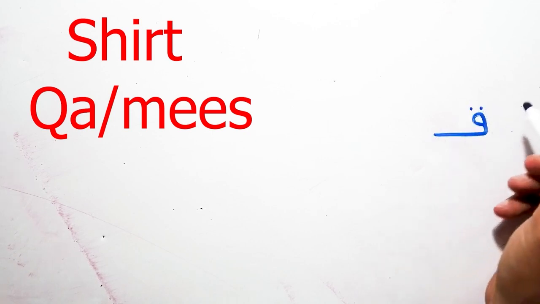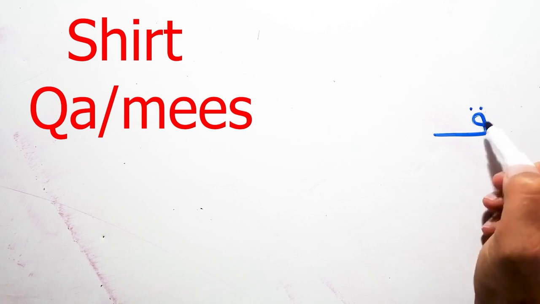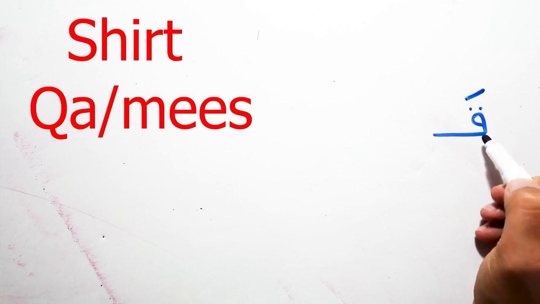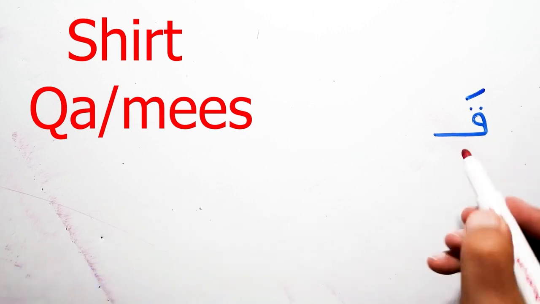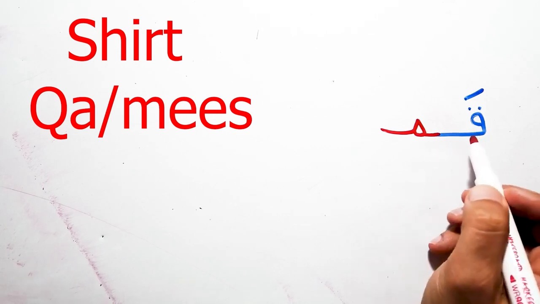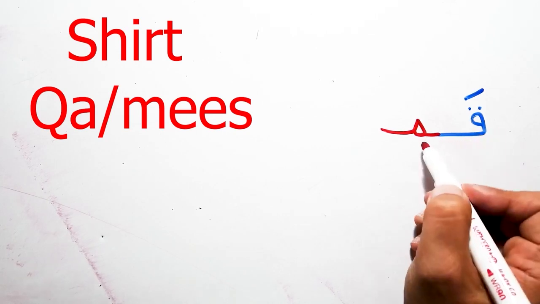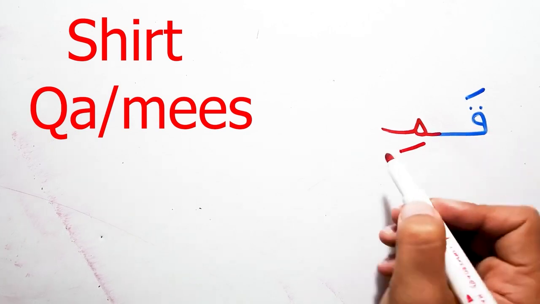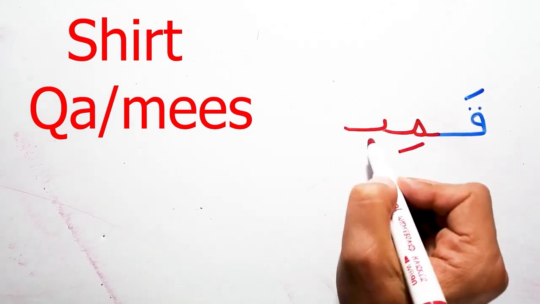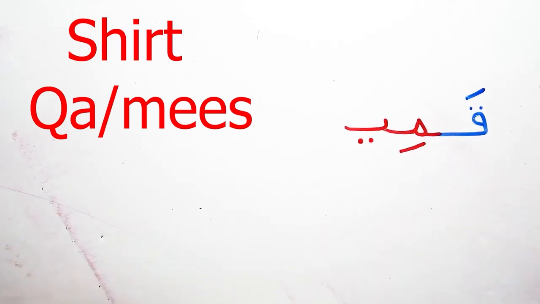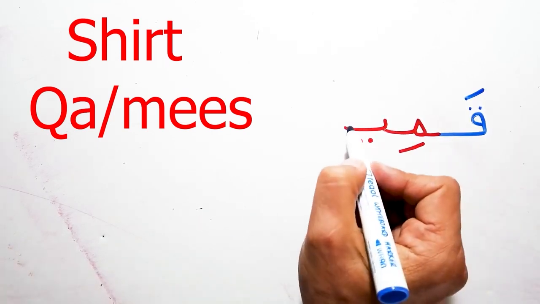Qamis. Qa, qaf. This letter sounds like strong K, qa, and I have the sound of A. I have to add fatha, qa. Mi, the sound of M, this one, and I have the sound of E. I say qa, mi. I have to add kasra, the kasra sounds like E, qa, mi. Qami, long vowel, yeah. Qami.